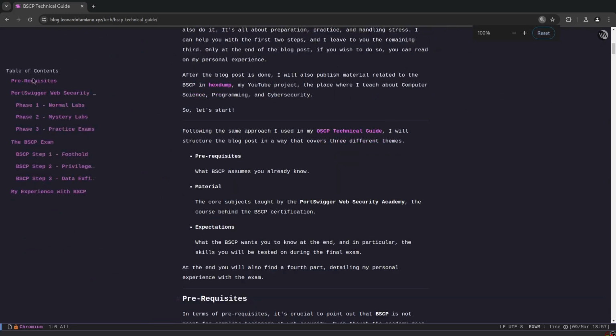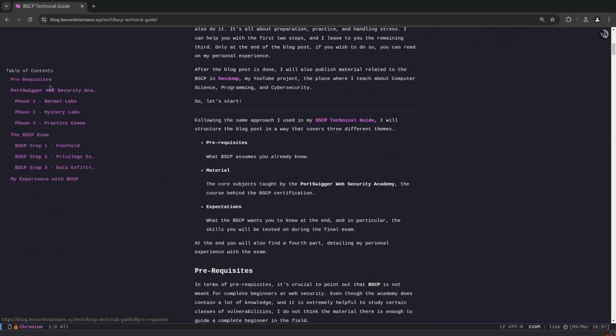Essentially, the structure of the blog post, you can see it here on the left. We talk about the prerequisites, we talk about the Web Security Academy by PortSwigger, the different phases for the preparation, and then we talk about the BSCP exam itself with the different steps. Because basically you have two vulnerable applications. Each vulnerable application you need to find 3 vulnerabilities. So in this series we will analyze all of this content and I will bring more technical stuff as well.